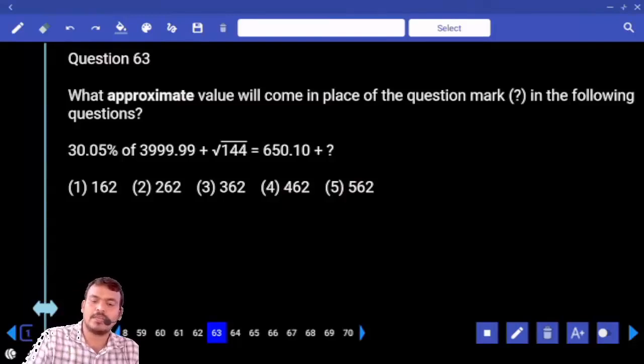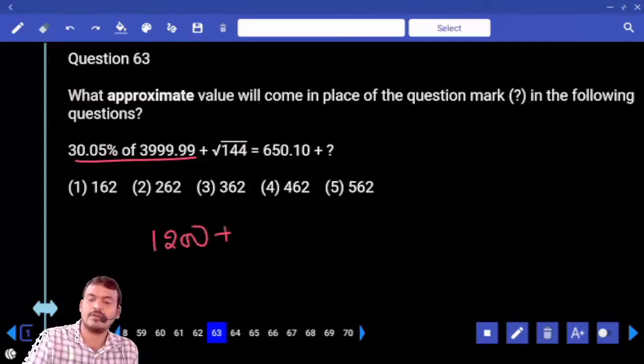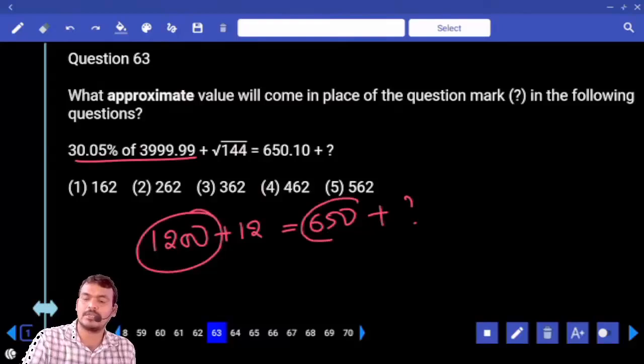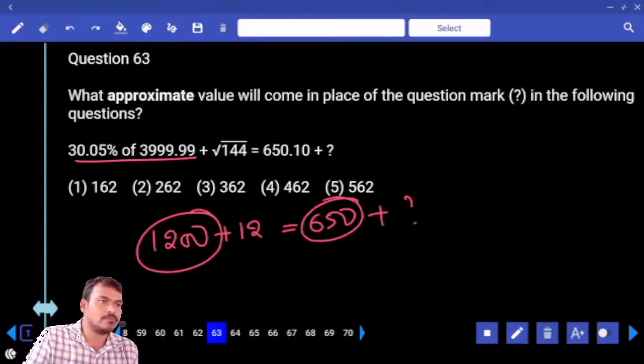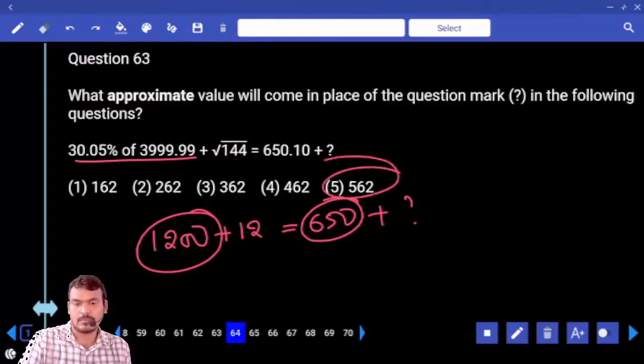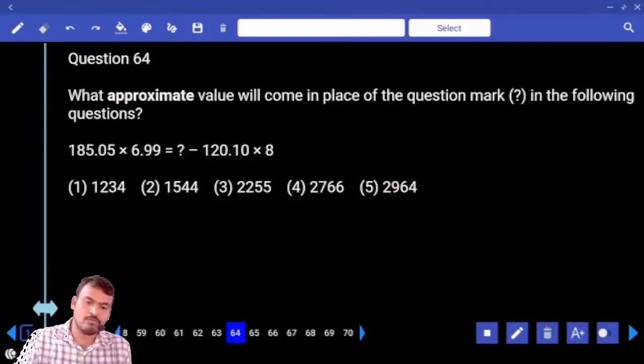Next question number 63. First priority, 30% of 4,000, or not? What is 30% of 4,000? 1200. Square root of 144? 12. It is equal to 650 plus something, or not? First, what is the difference between 1200 and 650? 550, or not? 550 plus 12. How much? 562.